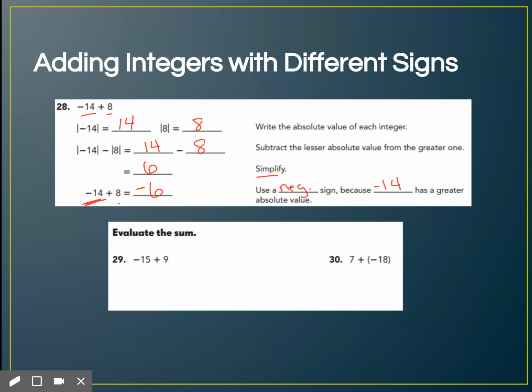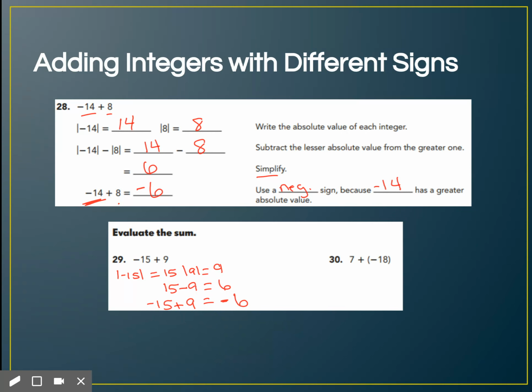So we can practice with 29 and 30. Negative 15 plus 9. So first, the absolute value of negative 15 equals 15. The absolute value of 9 equals 9. So that becomes, next, the subtraction. 15 minus 9, which of course is 6. And now I'm going to look at my original problem. Negative 15 plus 9 equals, because 15 has a larger absolute value, our answer will be negative 6.